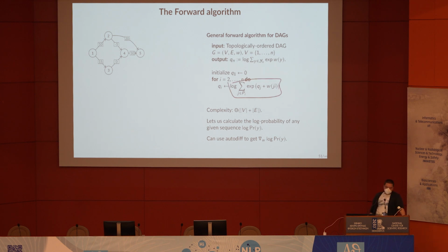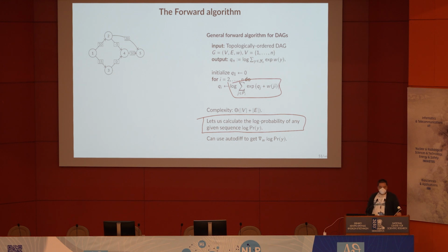The code is identical otherwise. Complexity is the same. And this algorithm lets us calculate the log probability of any given sequence efficiently, right? Because we get the normalizing constant, and once we have this, we can compute any probabilities of any sequence. Okay. And there's another very important trick that you can use then for learning.